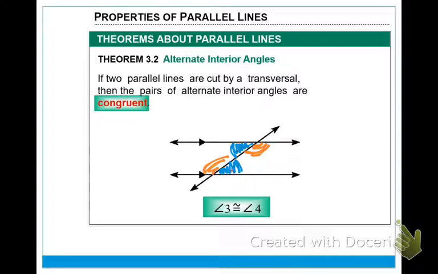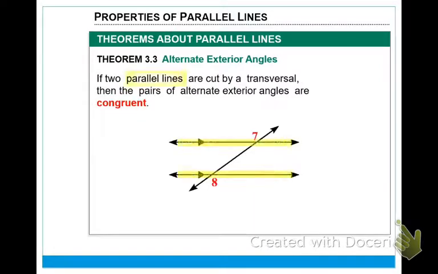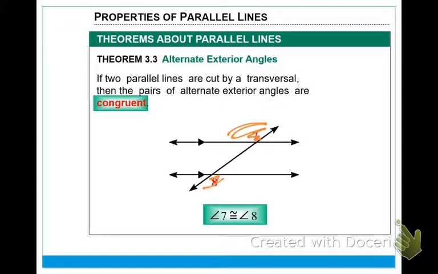Next one's alternate exterior. So if two parallel lines are cut by a transversal, then the alternate exterior angles are congruent. So alternate exterior are congruent. So that would be 1 and, what is that, 1 and 8. And then you'd have 2 and 7. So those are alternate exterior. We only have one more left, yes? Yes. Okay.